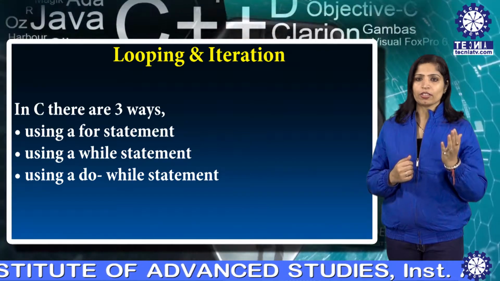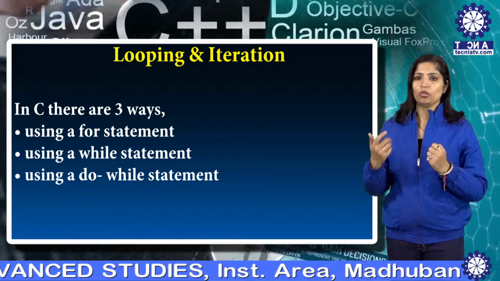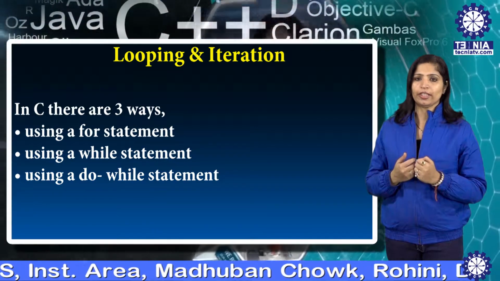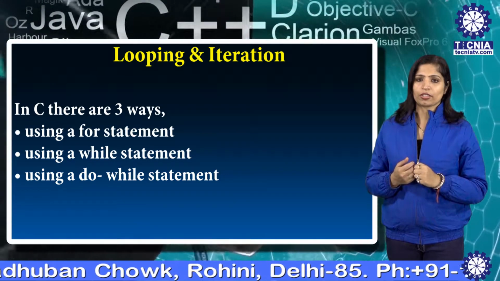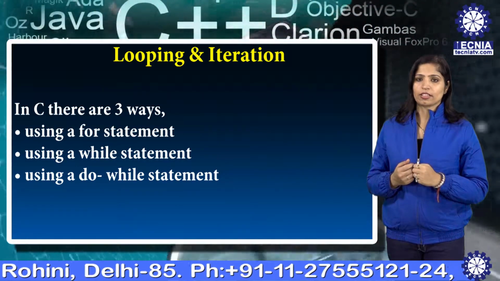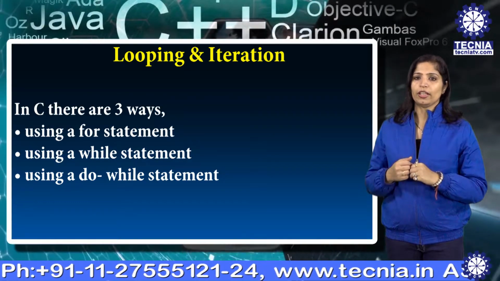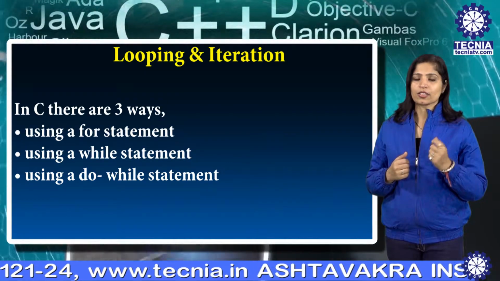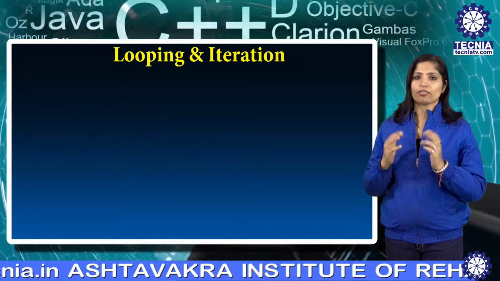The repetitive operation is done through a loop control structure in three ways: using a for statement, using a while statement, using a do-while statement. Let's discuss one by one. The first one is the for loop.